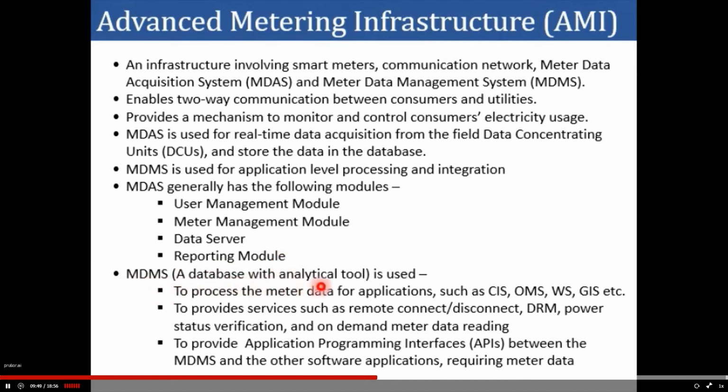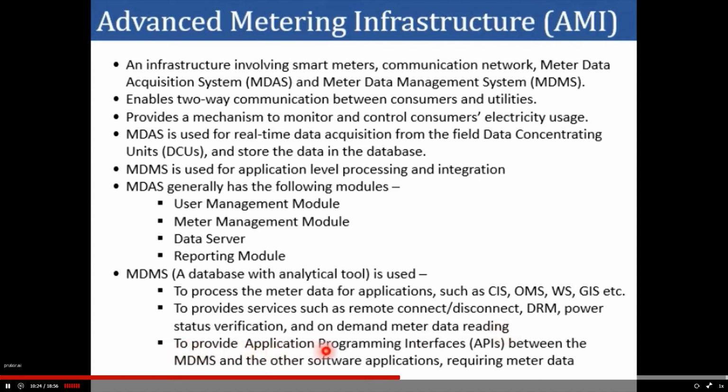Now, what is the role of meter data management system? You can see MDM as a database with analytical tools which is used for processing the meter data for applications such as customer information system, outage management system, work sequencing, and the geographical information systems. It also provides services such as remote connect disconnect, demand response management, power status verification, and on-demand meter reading.